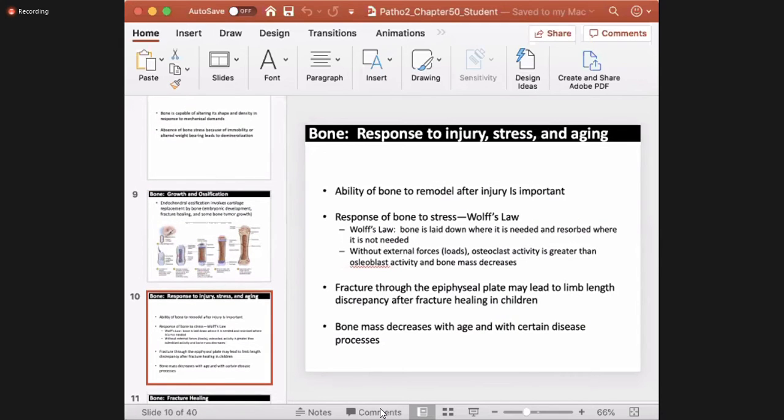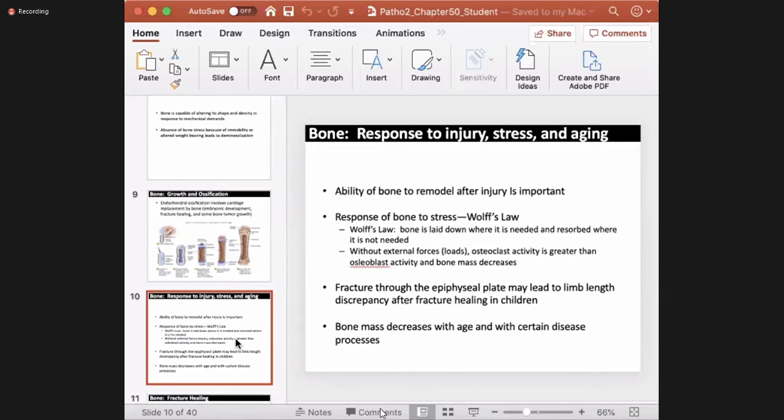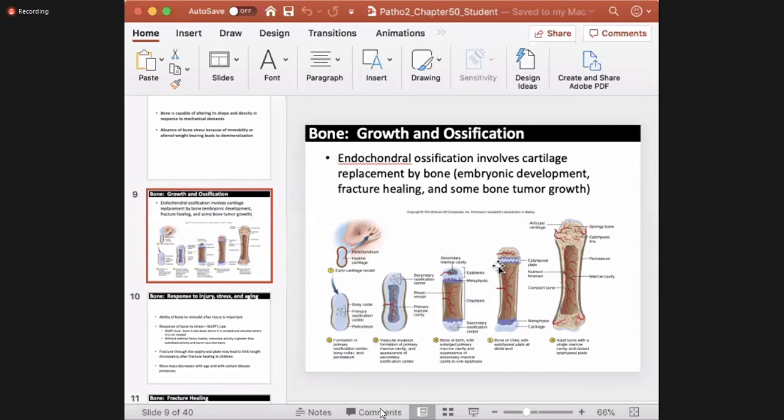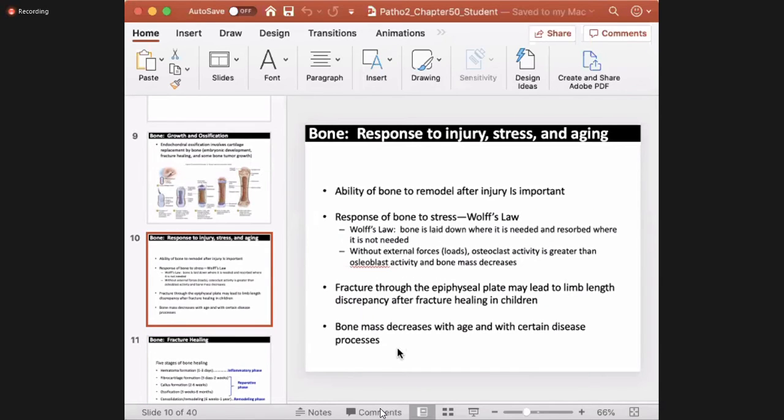So like I mentioned before, bone remodels in response to stress, right? So bone is laid down wherever it's needed, and where it's not needed, it's resorbed, right? And in terms of the epiphyseal plate itself, if there's any damage to it and it's no longer able to lay down new bone, that bone will not be able to grow in length anymore. So it's very important that if there is any fracture in a bone, it's checked to see if the epiphyseal plate is disrupted in any way, because if it's disrupted, the bone will not be able to grow. Now, as we age, of course, the bone will decrease in mass, right? And bone density will decrease over time. And of course, certain disease processes like osteoporosis, for example, will decrease bone density as well.